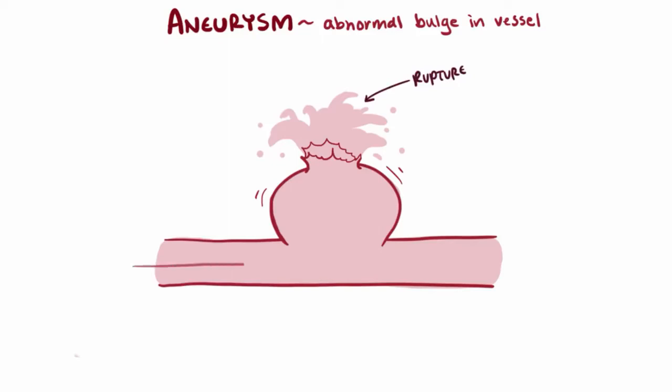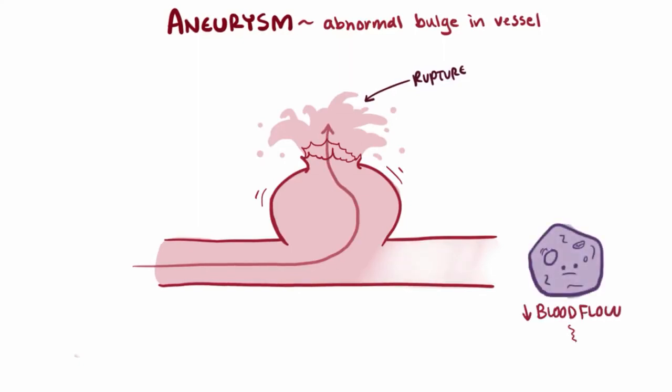When an aneurysm ruptures, it's like having a water main break. Blood is spewing out of the hole in the blood vessels, and less blood is flowing downstream to the cells that need it, which causes ischemia in that downstream tissue.